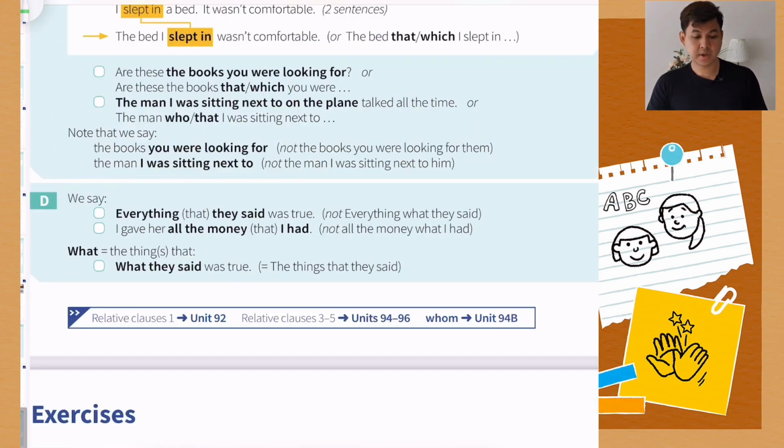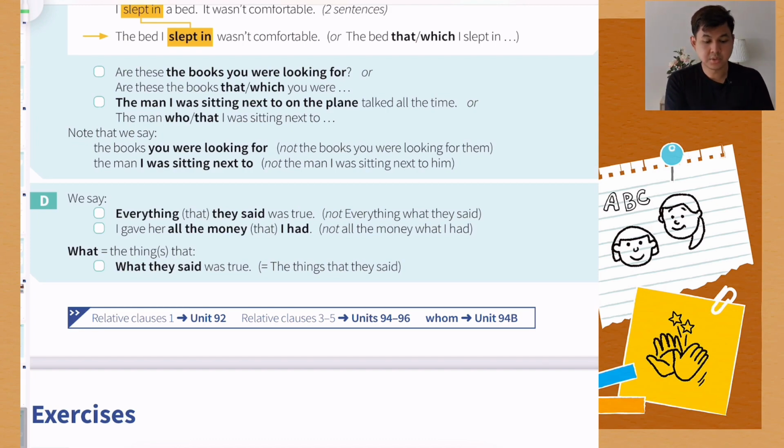Let's have a look at some more examples. Are these the books you were looking for? Or are these the books that or which you were looking for? The man I was sitting next to on the plane talked all the time. Or you can say, the man who or that I was sitting next to on the plane talked all the time.